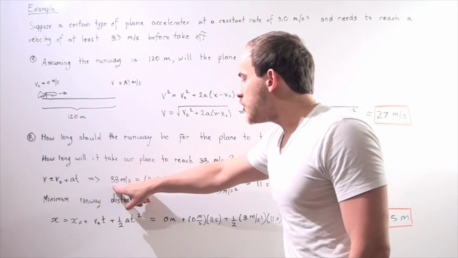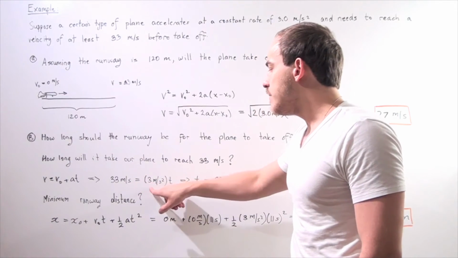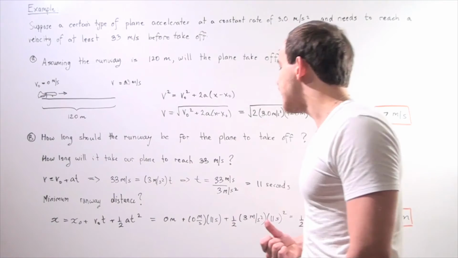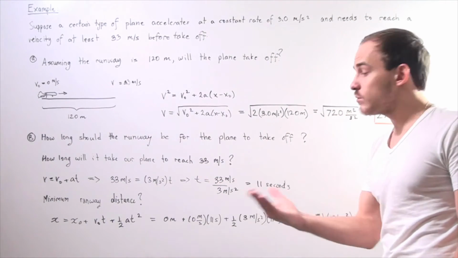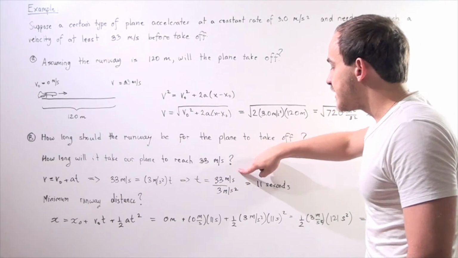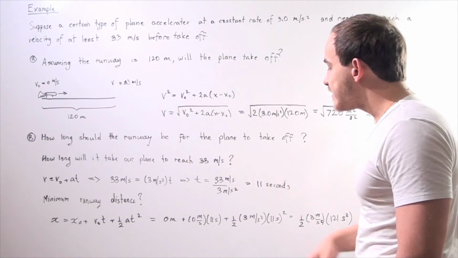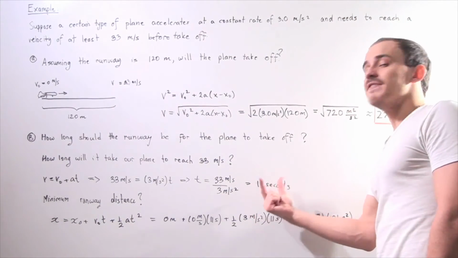So 33 meters per second is equal to 3 meters per second squared times time. We bring our 3 over and we get our t. Our time is equal to 33 meters per second divided by 3 meters per second squared. Our meters cancel and we're left with 11 seconds.